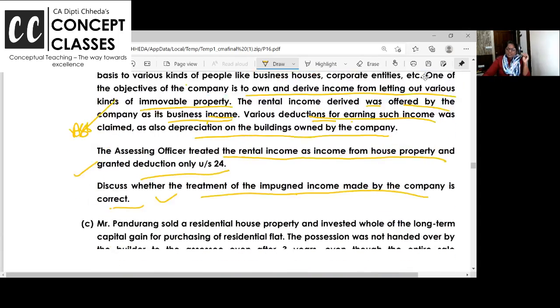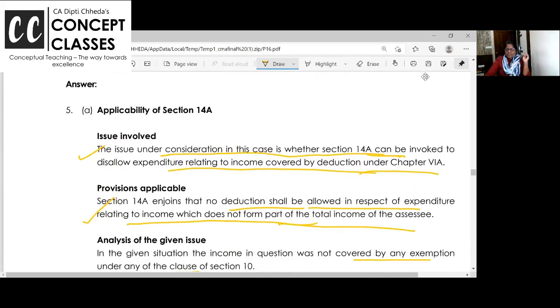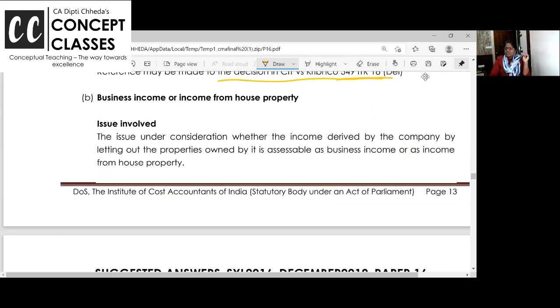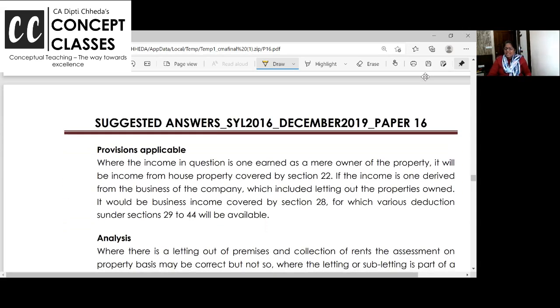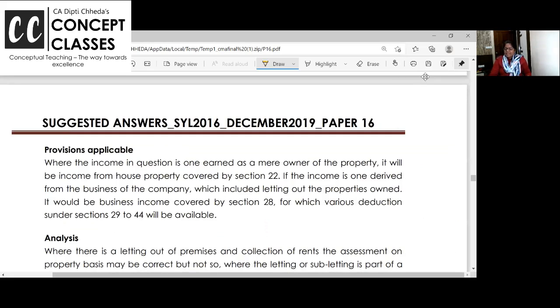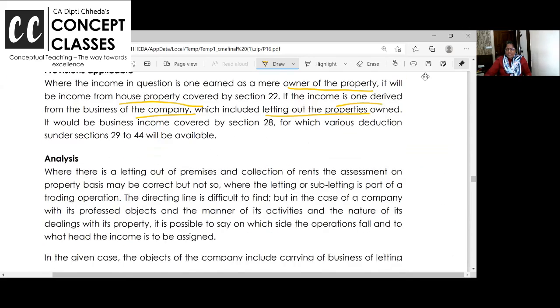Okay? Right. So let us see very quickly the answer. I'll go a little fast because the language was easier. The issue is whether income derived from the company is assessable as business income or house property. So beautiful, in one line they have explained whether this is business income or house property. The provision says where income in question is earned as mere owner, it will be house property. If income is derived from business, which includes letting out of property as business, then you can go under business.